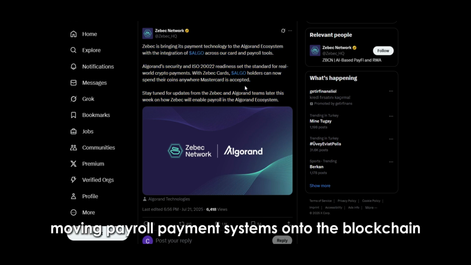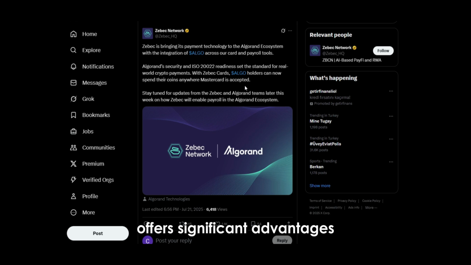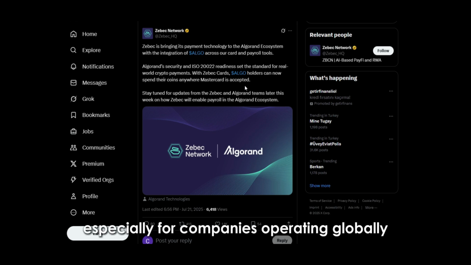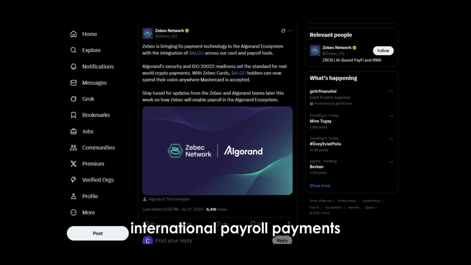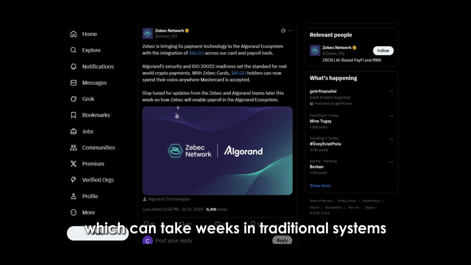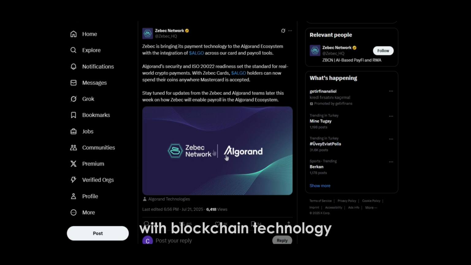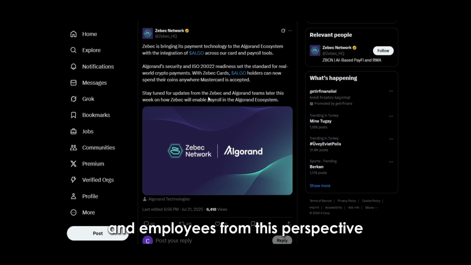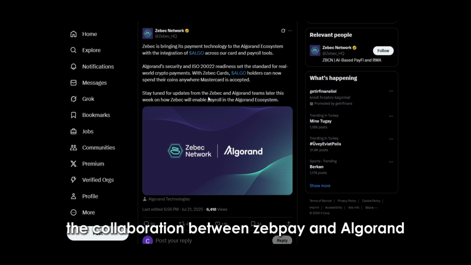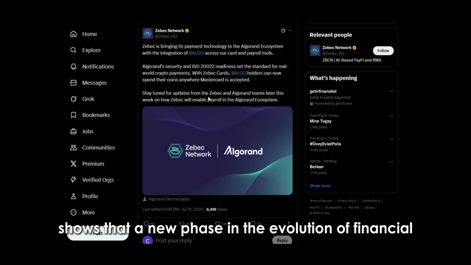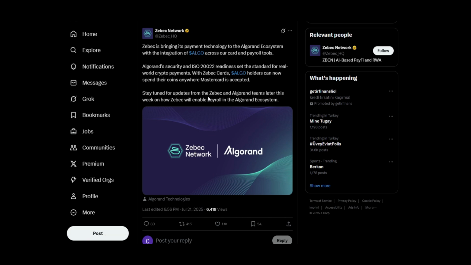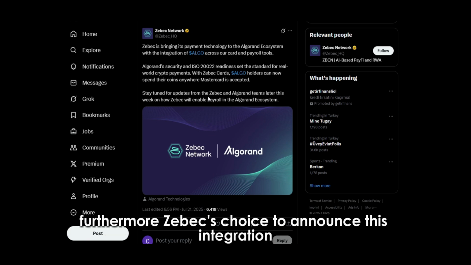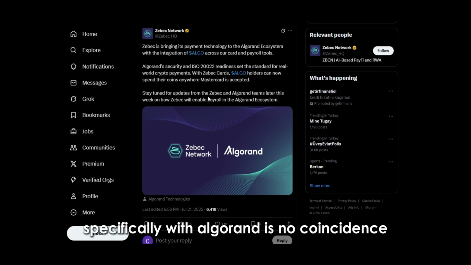Moving payroll payment systems onto the blockchain offers significant advantages in terms of time, cost, and security, especially for companies operating globally. International payroll payments, which can take weeks in traditional systems, can be completed within minutes with blockchain technology. Zebec's solutions in this area are designed to benefit both employers and employees. From this perspective, the collaboration between Zebec and Algorand shows that a new phase in the evolution of financial services has been reached. Furthermore, Zebec's choice to announce this integration specifically with Algorand is no coincidence.